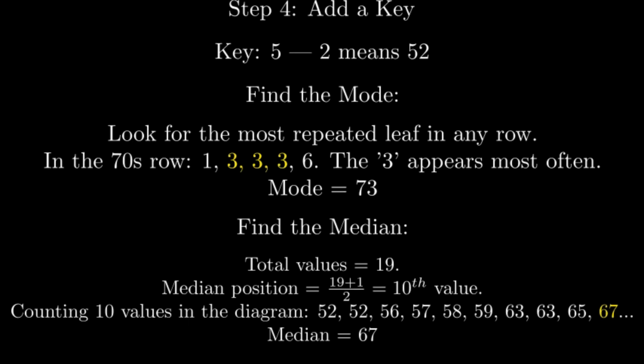Next, the median. The median is the middle value when the data is in order. We have 19 data values. The middle position is the 10th value. We can count through our ordered diagram to find it. The 10th score is 67.